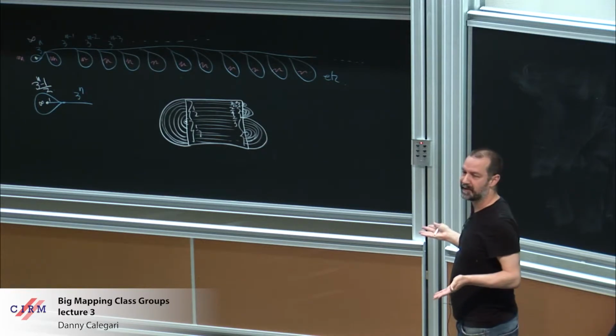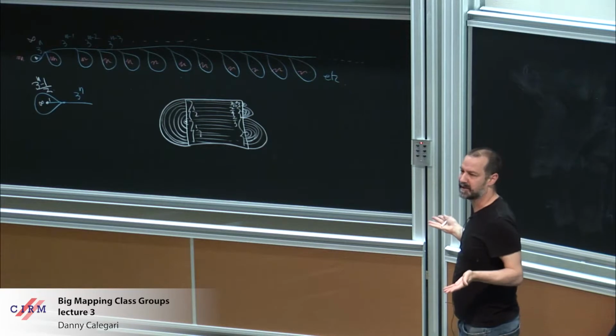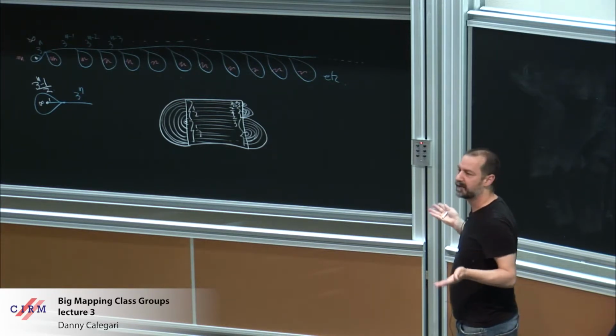What is interesting about this is that it's still somehow infinite type. Even in this quotient, you still have an infinite set in the plane.